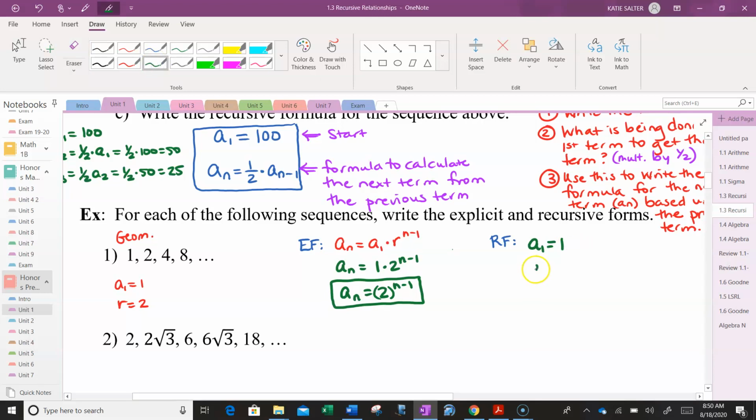And then to get our next term, we're going to multiply the previous term by 2. So we're going to say 2 times a sub n minus 1 is what would give us a sub n. And that is our recursive formula.